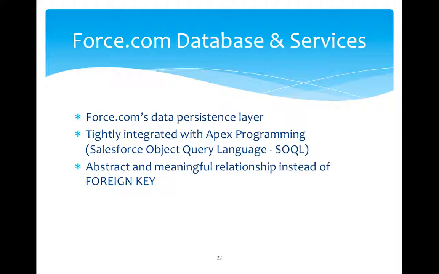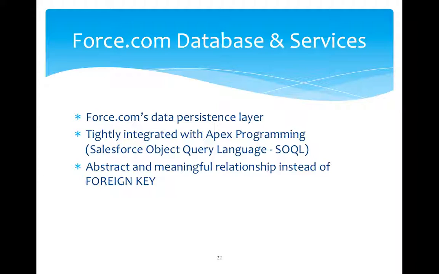Force.com platform has database as its service, and it provides that database service as a data persistent layer which holds the data of your instance. This database service is tightly integrated with Apex programming, and that can be achieved through Salesforce Object Query Language. In a programmatic way, you can connect with the database service and retrieve data as per your need.